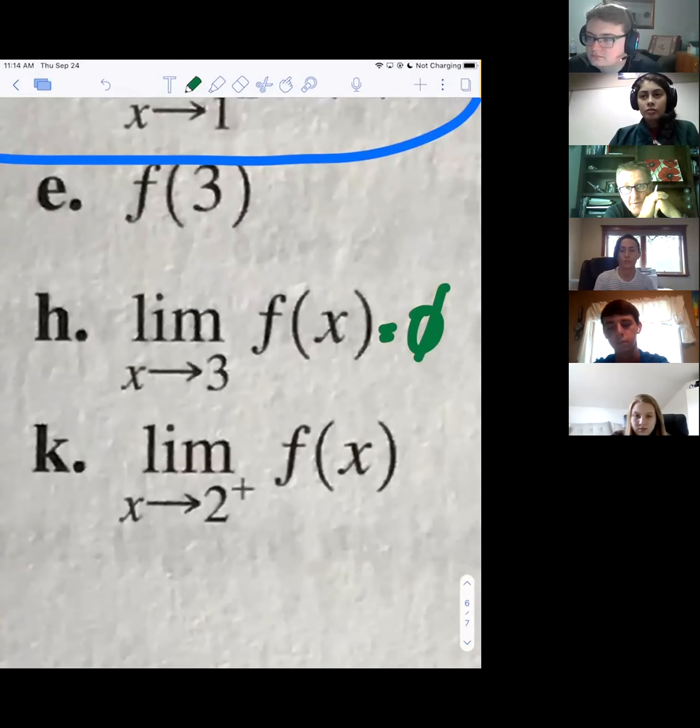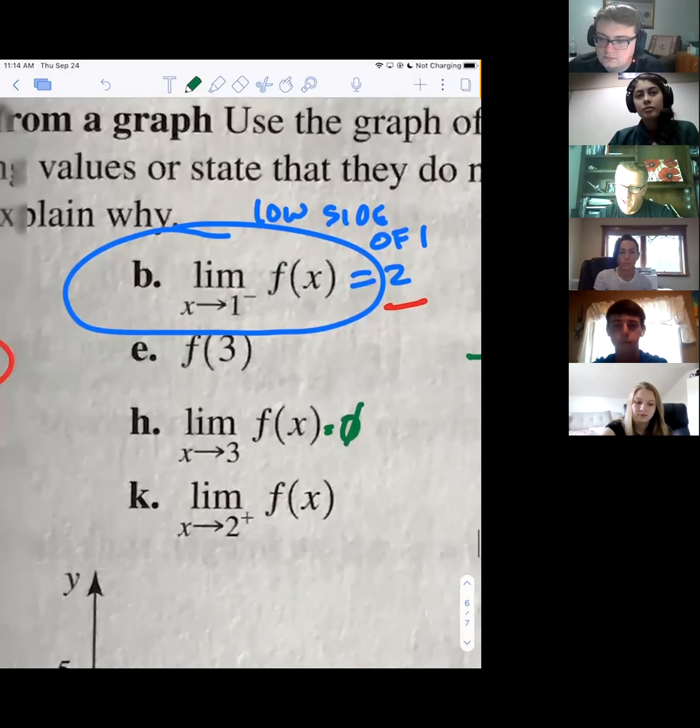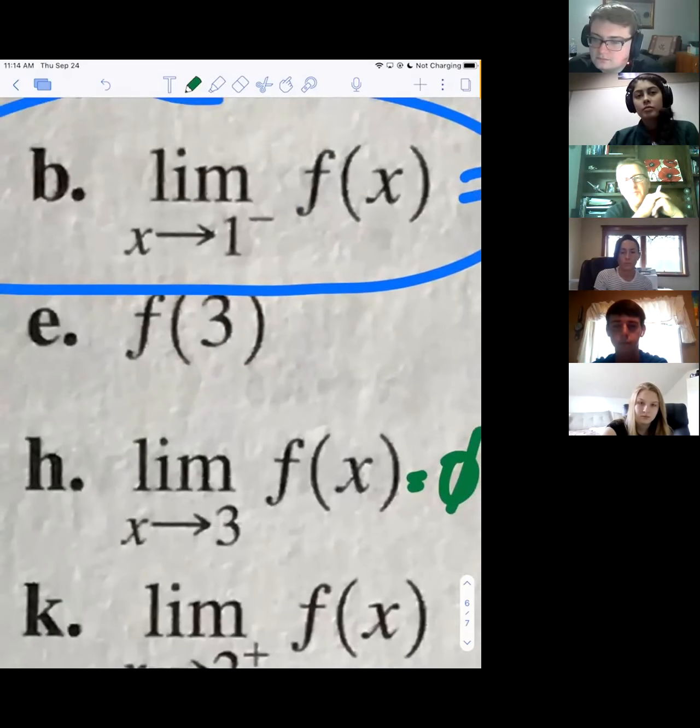Again, this won't happen in calculus because when you look at an equation, it's always smooth and connected. There's not some break in it. Does that make sense? But this is kind of cool to just think about from a theoretical perspective. Yet, what's the answer to f of 3?